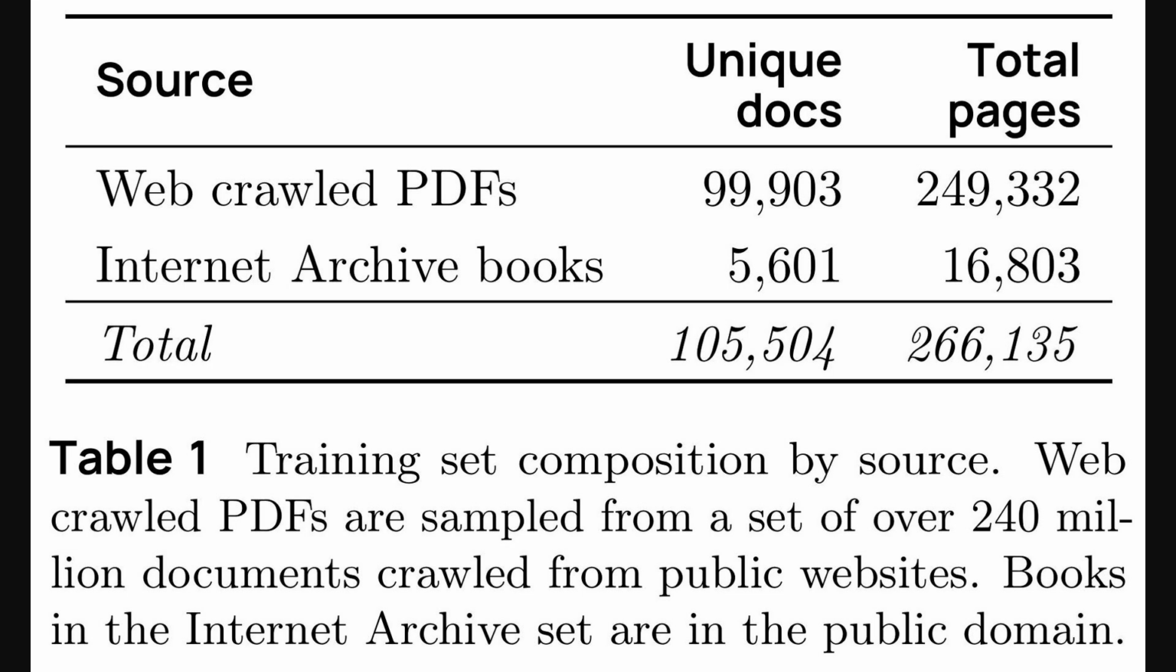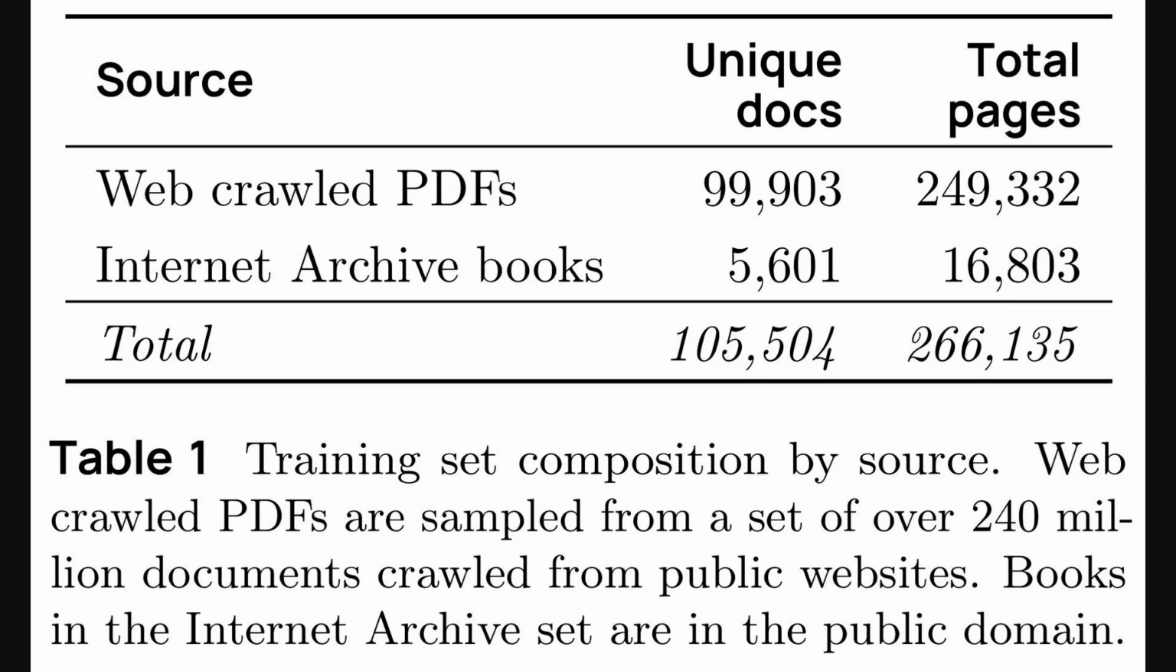Right, and this table here, Table 1, gives us a clearer picture of the overall training set composition by source. We just talked about the types of web PDFs, but this shows where they came from more broadly. You can see the bulk comes from those web-crawled PDFs. Nearly 100,000 unique documents making up about 250,000 pages. They also added a significant chunk from Internet Archive books, over 5,000 documents and nearly 17,000 pages. So in total, they built a pretty substantial data set, well over 100,000 documents and more than 260,000 pages to train olmOCR.